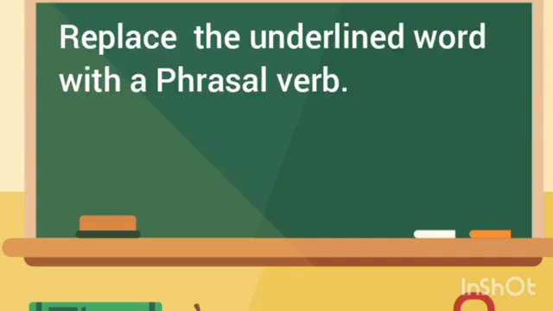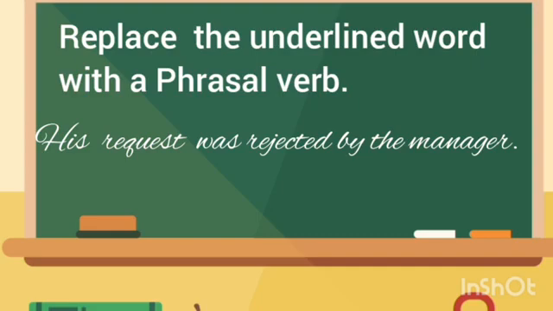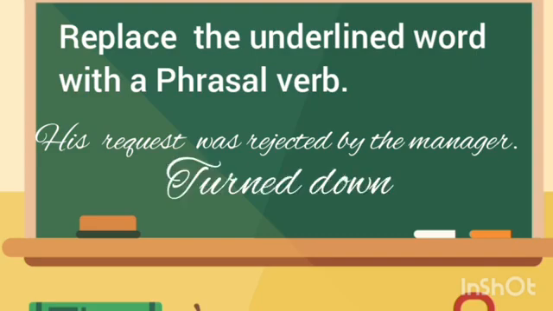One more type they will give you. Replace the underlined word with the phrasal verb. They will give you the meaning and ask you to find the phrasal verb. His request was rejected by the manager. Rejected is the word given here. The options are turned in, turned to, turned down, turned up. Turned down is the answer. So rejected means turned down, right?